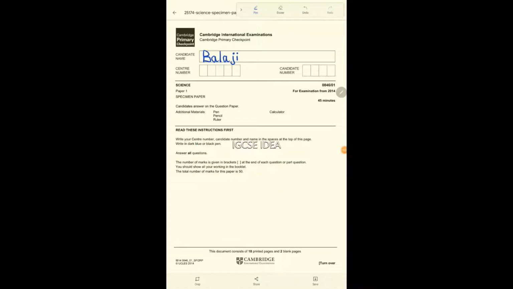Cambridge International Examinations. Cambridge Primary Checkpoint. Science Paper 1 Specimen Paper 0846/01 for examination from 2014. 45 minutes. Candidates answer on the question paper. Additional materials: pen, pencil, ruler, and calculator.